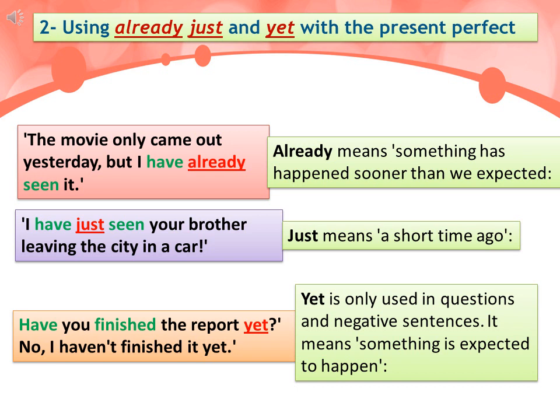Second example, I have just seen your brother live in the city in a car. Just means a short time ago. يعني واحد الوقت قصير هذا باش شفتو. Have you finished the report yet? No, I haven't finished it yet. Look here, yet it's used only in questions and negative sentences. It means something is expected to happen. يعني شي حاجة متوقعة تسالي ولكن مازال ما سالش, for example.